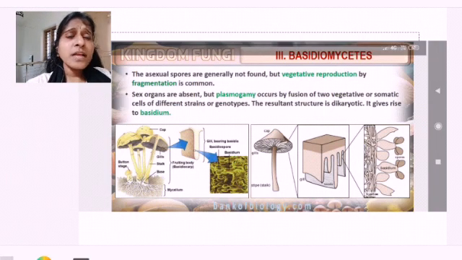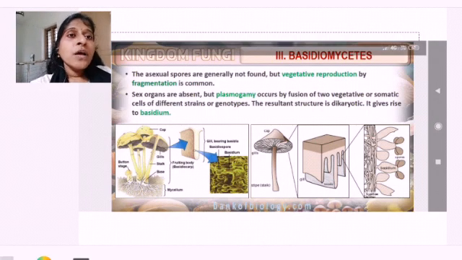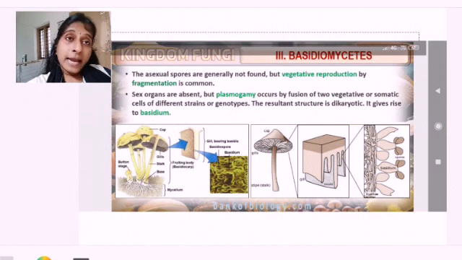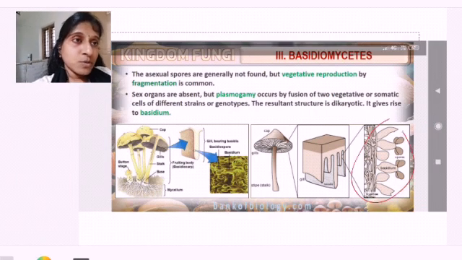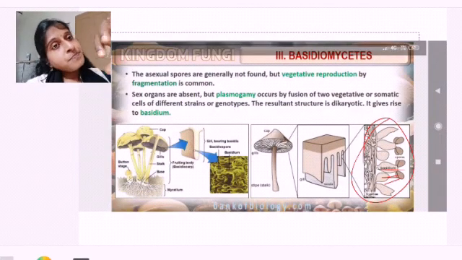Now, asexual reproduction: spores are generally not formed, and they undergo vegetative propagation by fragmentation. Sex organs are absent, but you can find plasmogamy. What is plasmogamy? Fusion of protoplasm. Two vegetative cells, or two body cells, will fuse. Sex cells are not involved. Different strains or genotypes are fusing together. The resulting fused structure, what do we call it? I told you, after the fusion takes place, we call it a dikaryon. And this is going to give rise to the basidium. So this is the basidium.